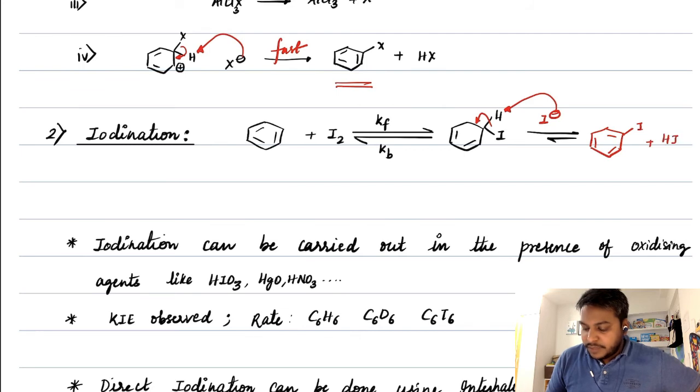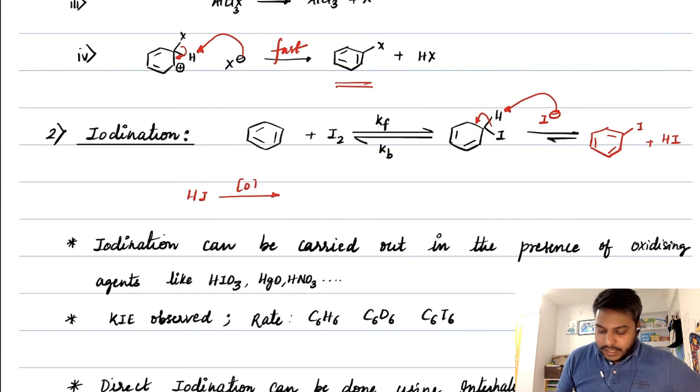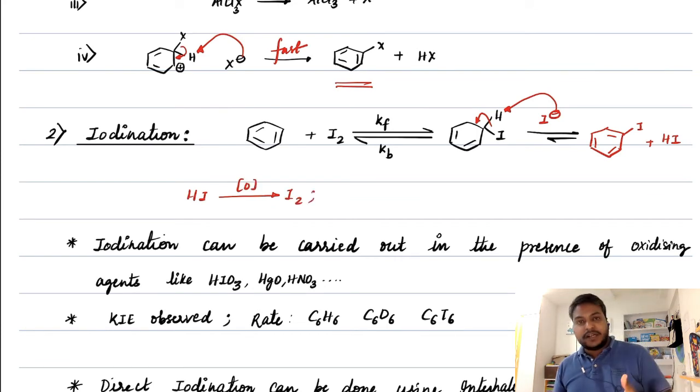So we are actually producing HI, correct? And HI is also a very unstable species, so it will push back to get that I2 again. So in case I want to increase the production of iodobenzene, by some means, if I can oxidize this HI to I2, this will definitely help the reaction undergo in the forward direction.